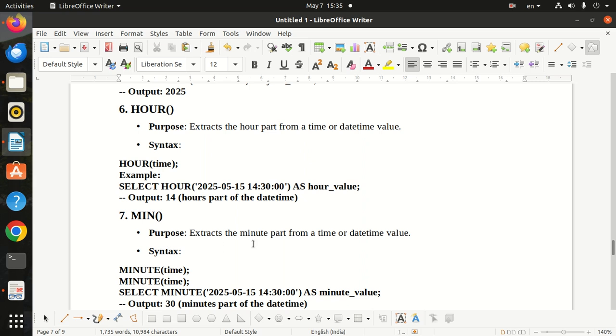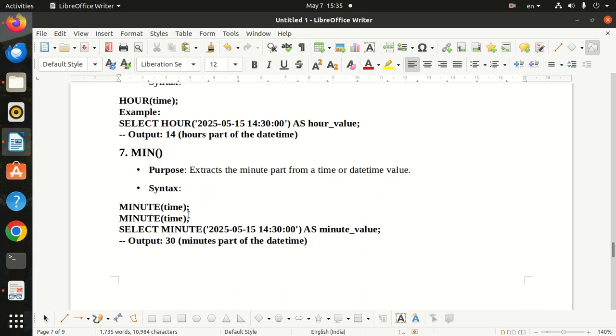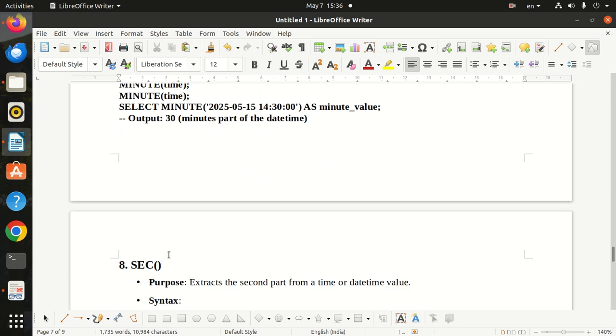MINUTE function extracts the minutes part from a time or datetime value, syntax MINUTE(time). Implemented example: select MINUTE of 15-5-2025 with time 14:30 as minute value, which gives the output 30.